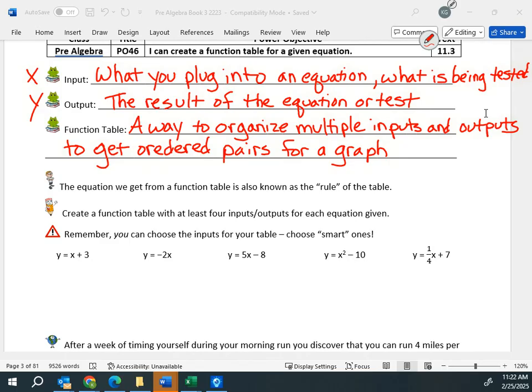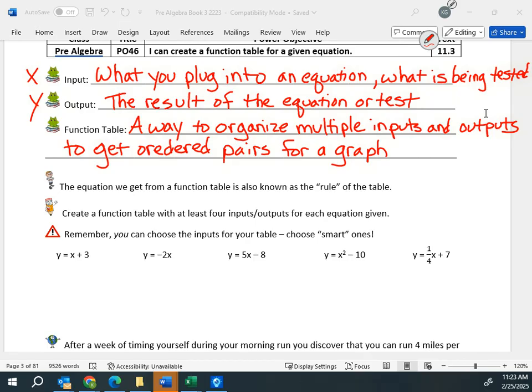The equation we get from a function table is known as the rule of the table. So if you're putting in 1, 2, 3, 4 in order, you'll be able to see the pattern for the y's. If your x's are going in order, your y's are going to go in order, and you'll see patterns forming. We create a function table with at least 4 inputs and outputs for each equation given. We need 4 to find the pattern.